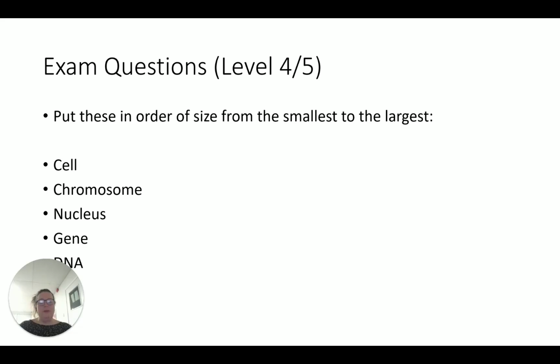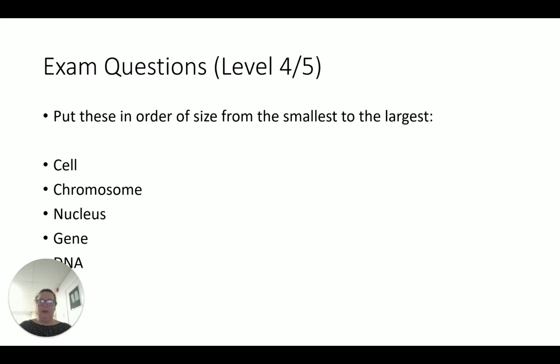Now, here's one of those exam questions. This is a level 4 or 5, so it could come up in foundation or higher. Put these in order of size from the smallest to the largest. Okay, so you must always check which way round it is. So we've got DNA, gene, nucleus, chromosome, cell. So have a little go at putting them in order and then we'll have a look.